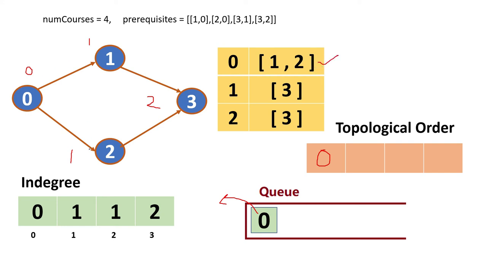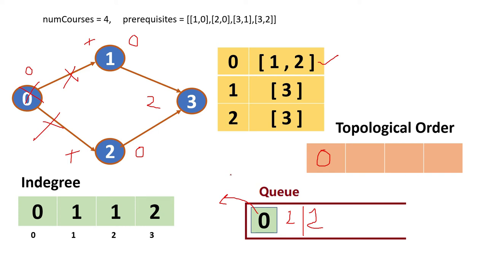For 0, the adjacent neighbors are 1 and 2. For 1 and 2, I will remove this part, and their in-degree value will be reduced by 1, so for them the in-degree value will now be 0 and 0. Whenever a node has in-degree value as 0, I put that node inside the queue. So now I have to put 1 and 2 inside the queue, they will be new members in the queue. Please bear with my handwriting.